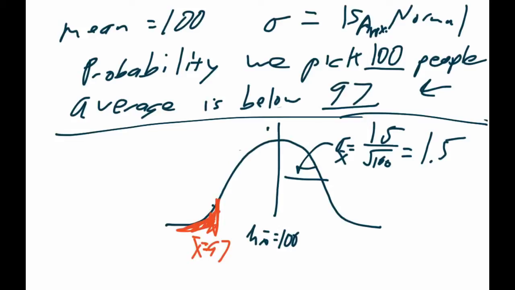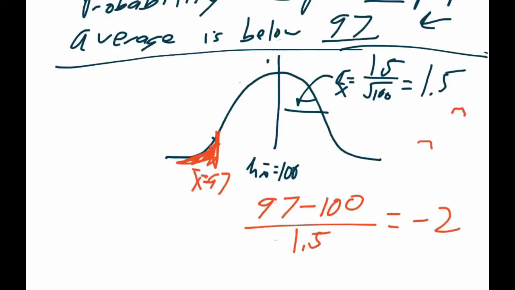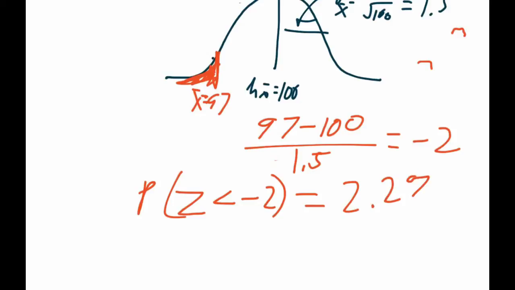So first we find the z-score, which is pretty easy for this one. 97 minus 100 divided by 1.5 equals -2. And so the probability that z is less than -2 turns out to be 2.2%, or 0.02, I should call it 3 if I was rounding correctly.